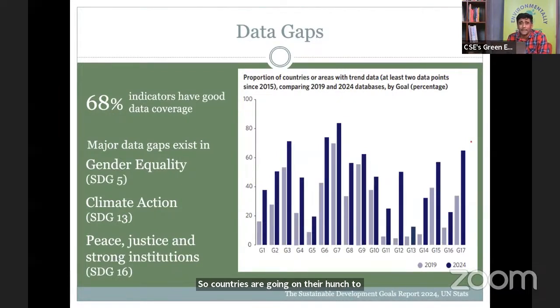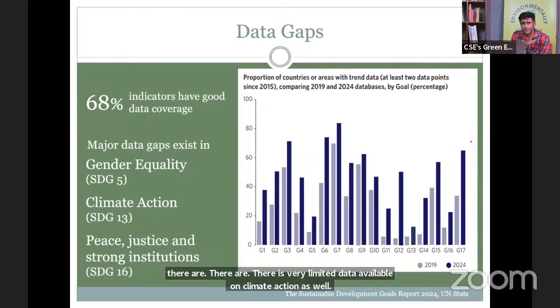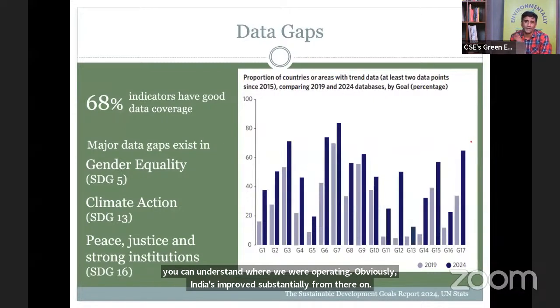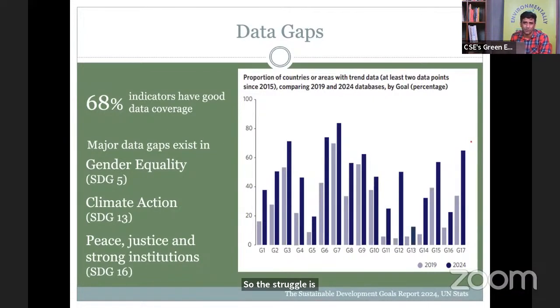Then there is very limited data available on climate action as well. I remember, India has progressed phenomenally in the past few years in terms of the indicators that they've come up with, and they have really refined it. But in the initial years, one of the parameters that India had for seeing climate action was how many LED bulbs are being sold in the country. So you can understand where we were operating. Obviously, India has improved substantially from there on. So the struggle is in how to quantify whether we are making progress or not.